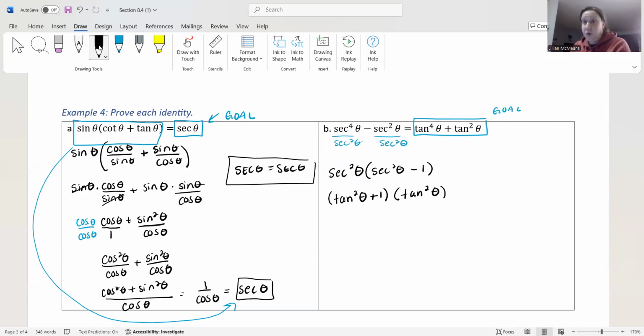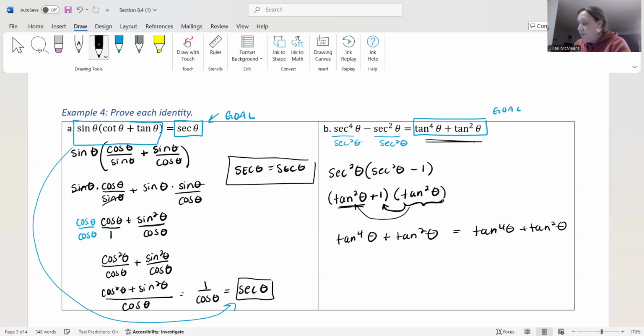And I can just multiply here. I can basically take this right here and distribute it through here and here. Okay, so let's take tangent squared theta times tangent squared theta. Well, that's tangent to the fourth of theta. And again, if that's confusing for you, think of what x squared times x squared would be. That would be x to the fourth. Well, tan squared times tan squared is tangent to the fourth of theta. And then I want to take tangent squared theta and multiply it by 1, where I get plus tan squared theta. And if we look, that is exactly our goal. So we were able to prove it.